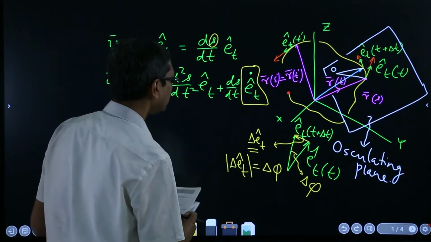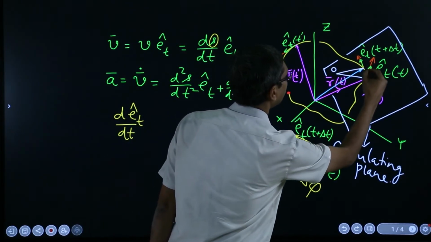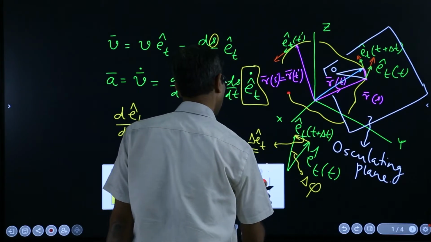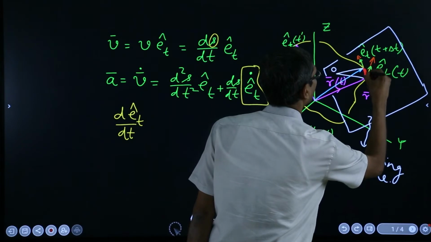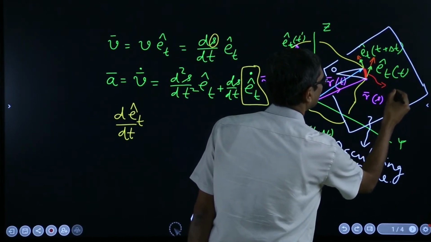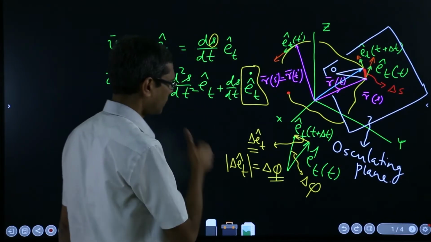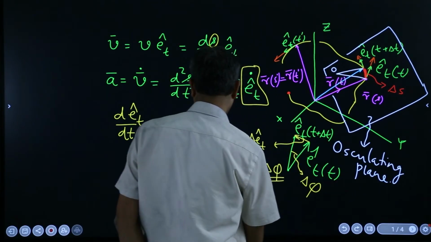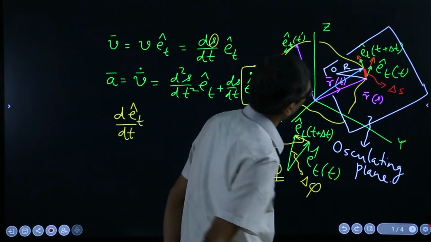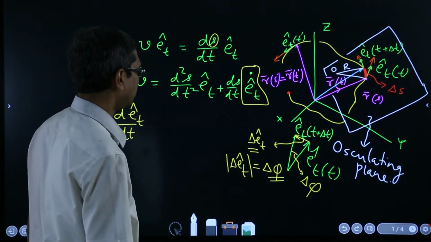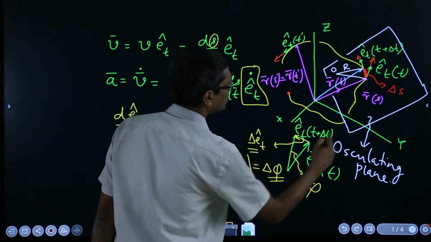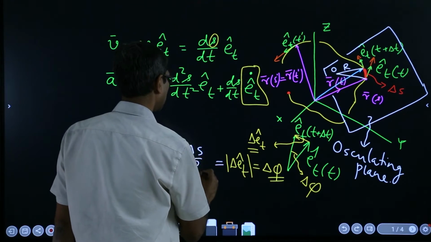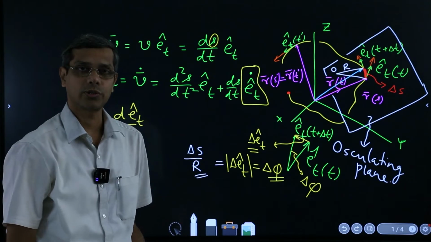The direction can be seen, or even this magnitude, let us calculate. See, this length is say delta s. Let me use a different color. So this part is delta s over r, which I write as r. Delta phi is nothing but delta s over r, this r being the radius of curvature, which is defined on the oscillating plane.